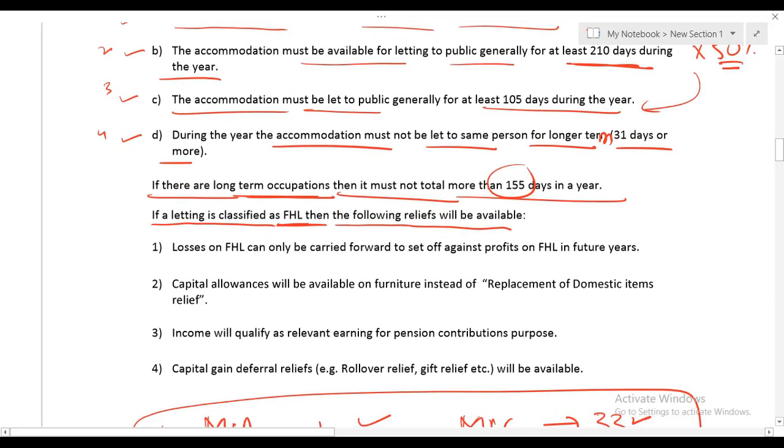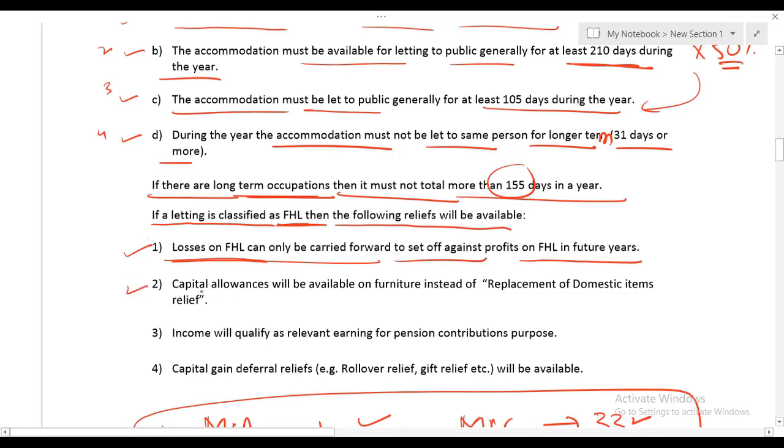Now let's see. Number 1. Losses on furnished holiday letting can only be carried forward and set against profit on furnished holiday letting in future years. The benefit number 1: if you are having a loss in your furnished holiday letting, then this loss will be carried forward, and only from the same furnished holiday letting's future profit you can deduct these losses. You are not supposed to deduct these losses from your total income.